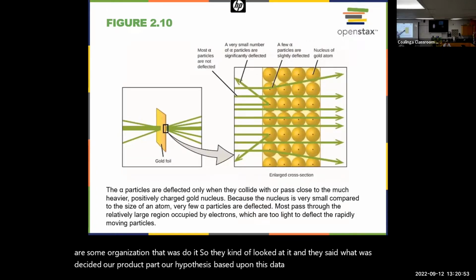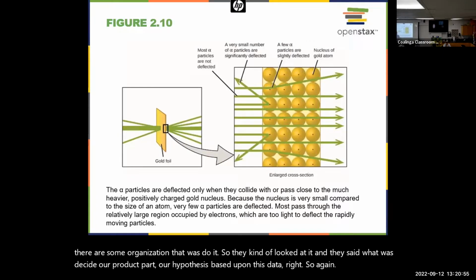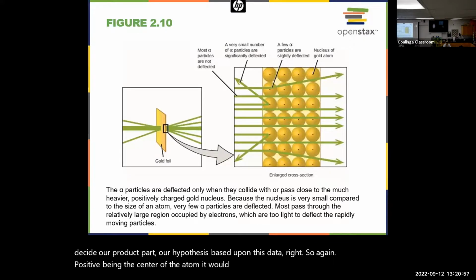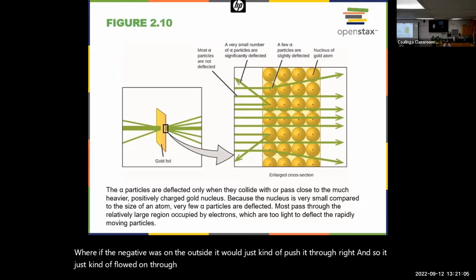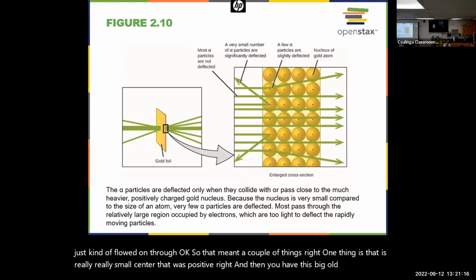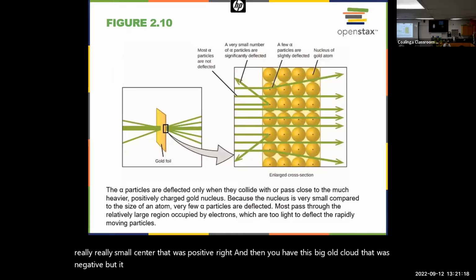So again, positive being the center of the atom, it would cause deflection, whereas if the negative was on the outside, it would just push through, right? It would just float on through, okay? So that meant a couple of things. One is that you had this really, really small center that was positive, and then you had this big old cloud that was negative, but it wasn't overwhelmingly negative, because your alpha particles were still able to continue through, okay?